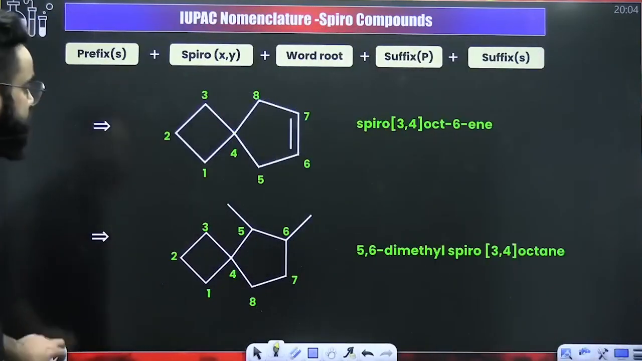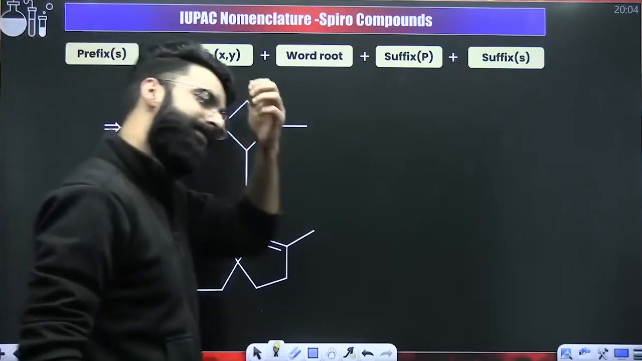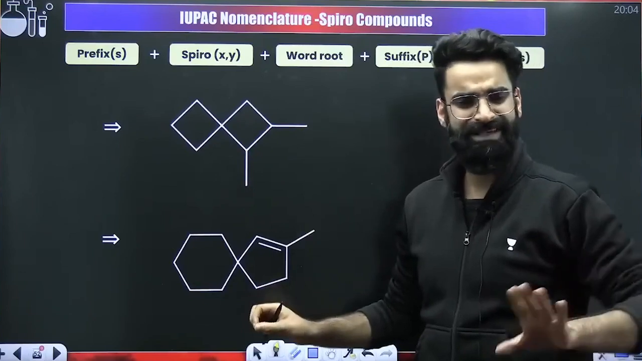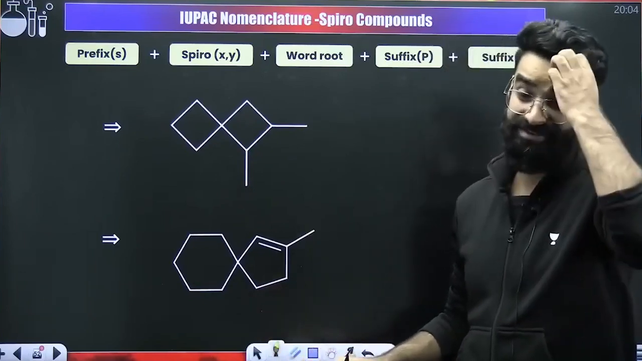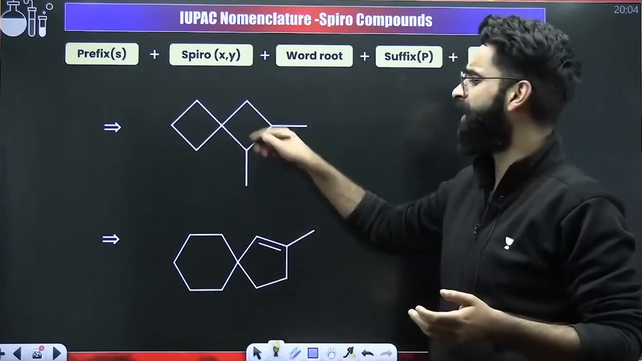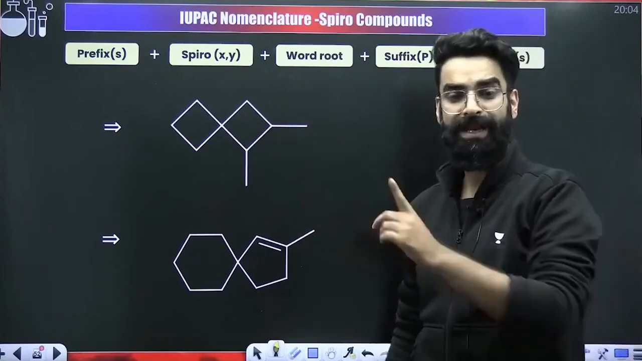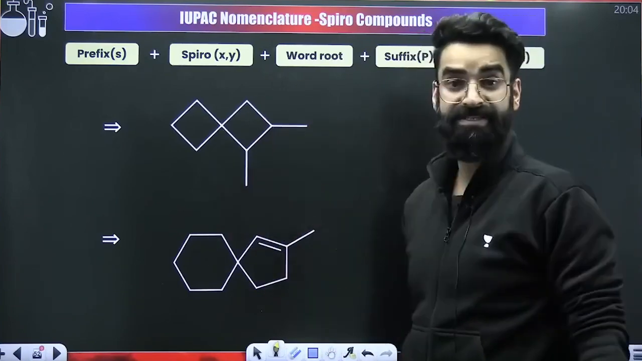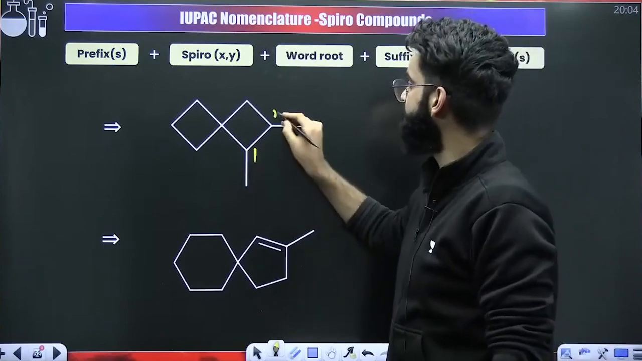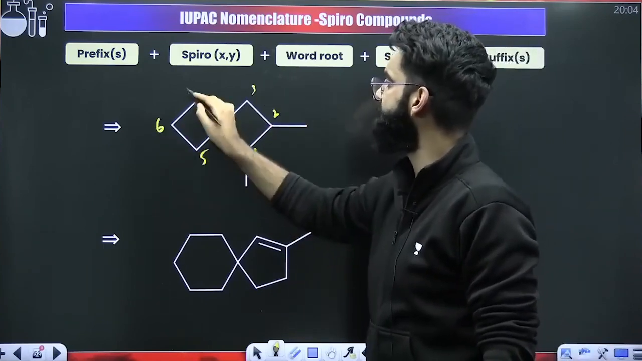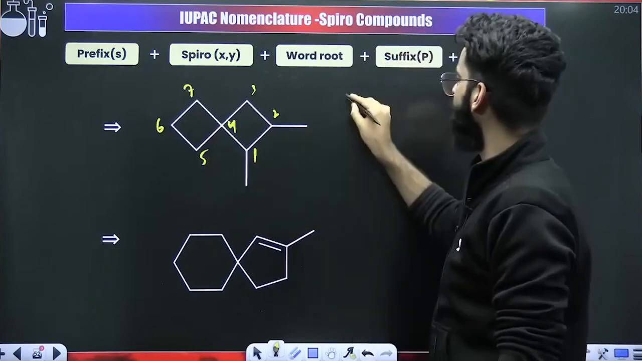I believe it's clear. The next one. See, both the rings are similar in size. One is substituted, one is not. So I'll start with the one which is substituted. Let me call this as carbon number 1. This is 2, this is 3, this is 4. Let's call this 5, this is 6, this is 7. So it is first of all 1, 2 dimethyl.